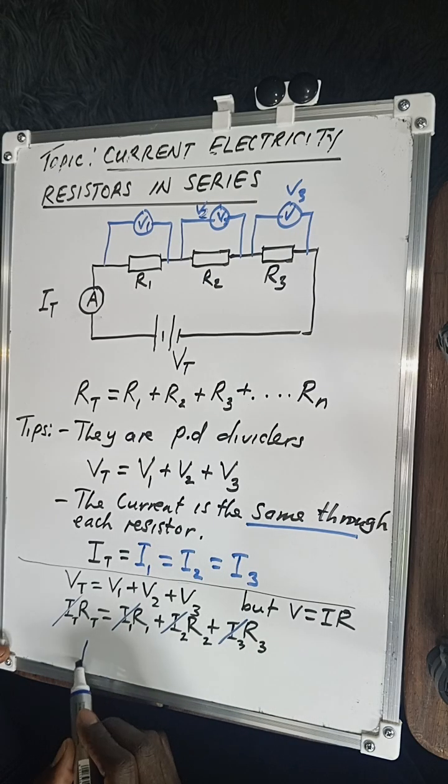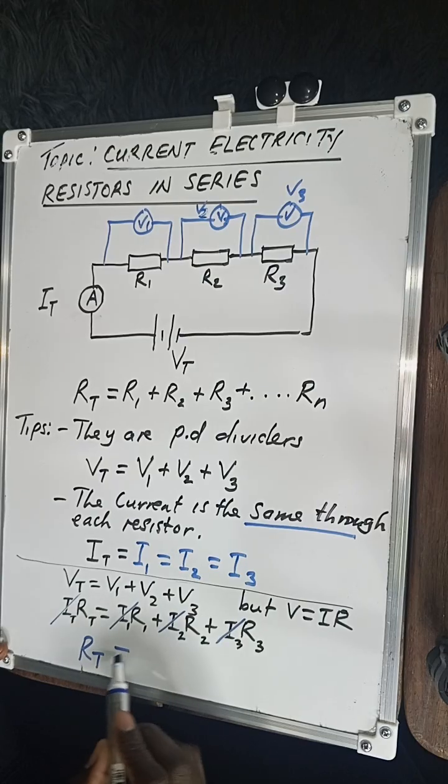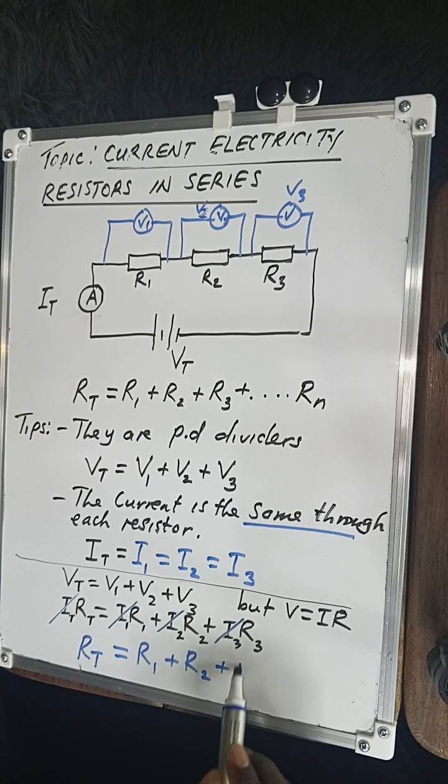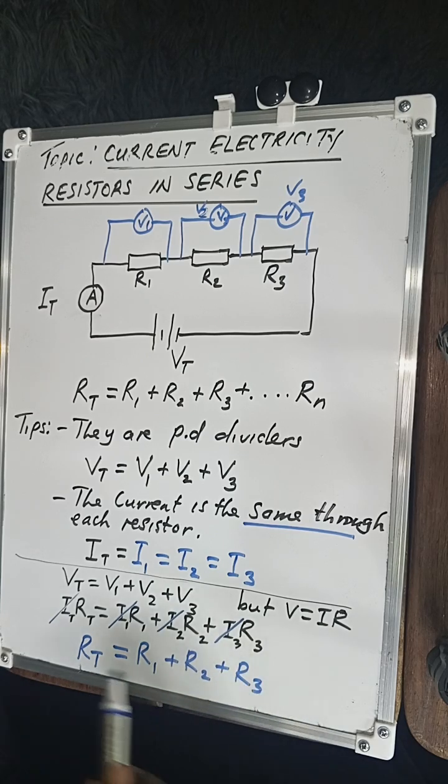So what am I going to remain with? I'll remain with R total is equal to R1 plus R2 plus R3. So if you want to find the total resistance in a series circuit, you just need to add them.